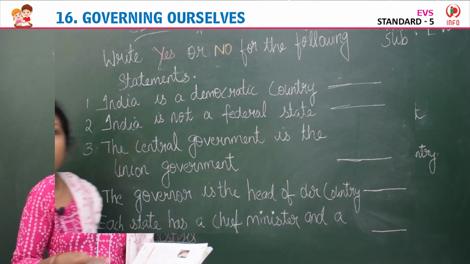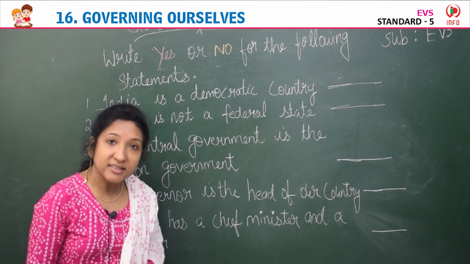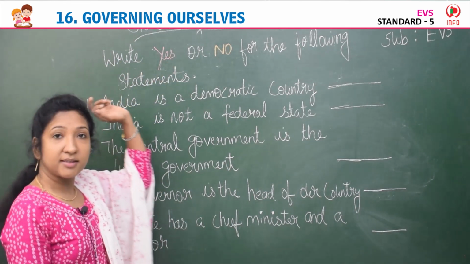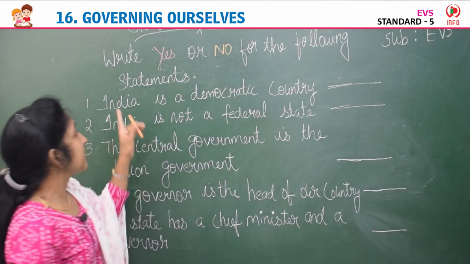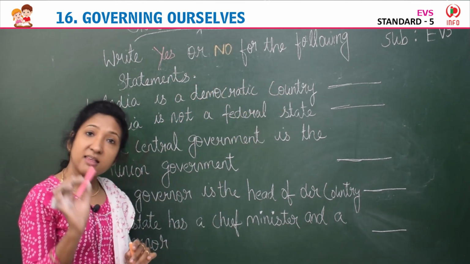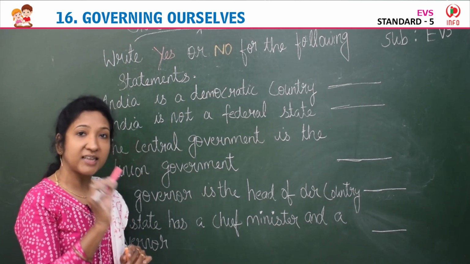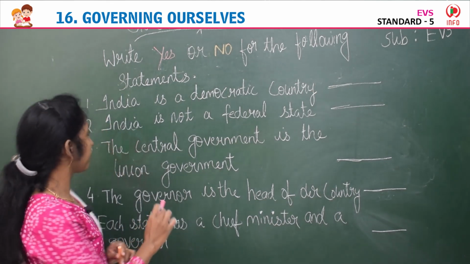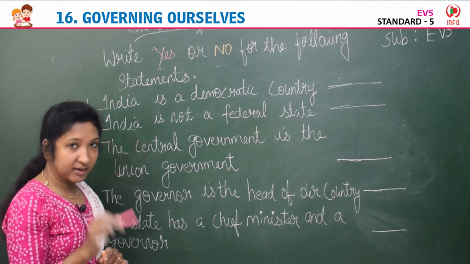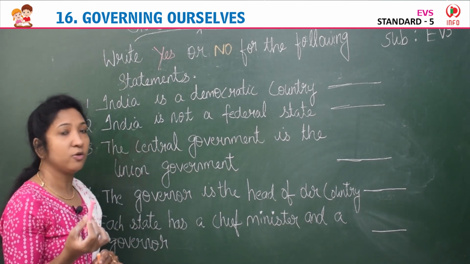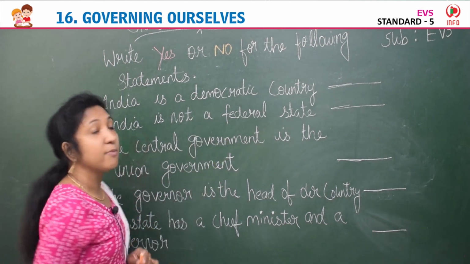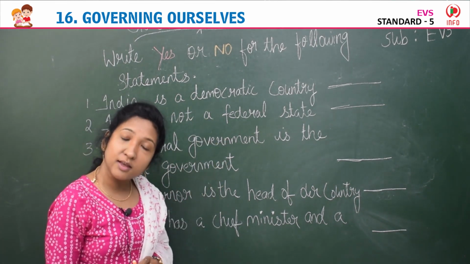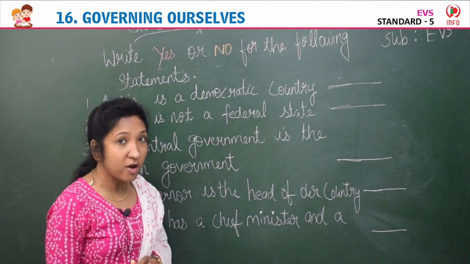Okay, children, coming to the next exercise. Our next exercise is write yes or no for the following statements. You have to see whether the statement is right or wrong. If it is right, you have to write yes. If it is wrong, you have to write no. The first one is, India is a democratic country. Is it yes or no? Is it right or wrong?